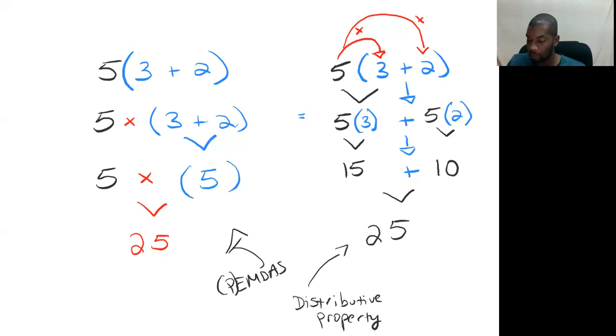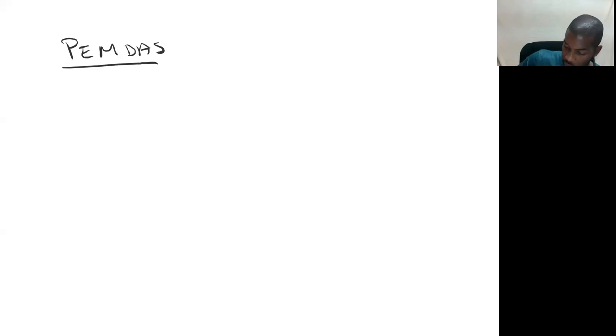Let's do another problem. Let's try, here's a good one. 2 times 3 plus 4. In fact, here's what we're going to do. I'm going to show you using PEMDAS first, and then I'm going to show you using the distributive property, and I'll show you that we get the same answer.